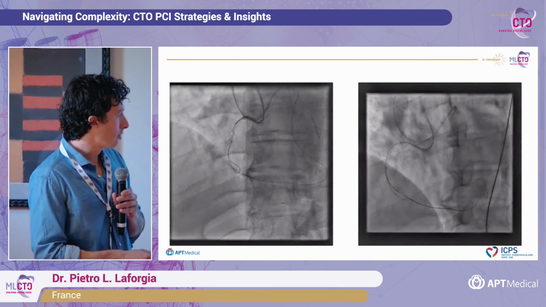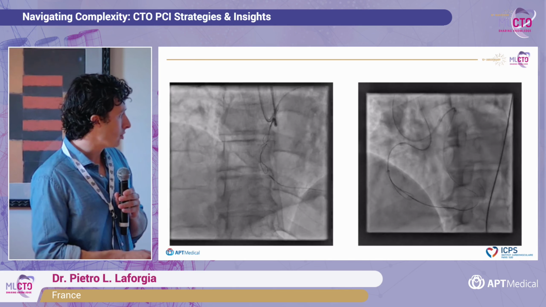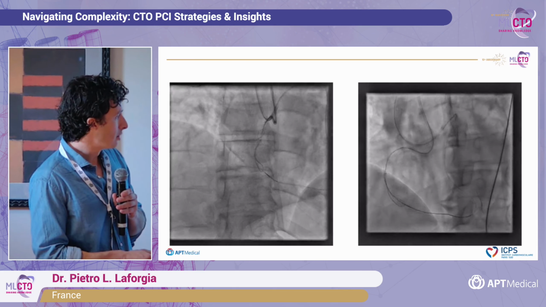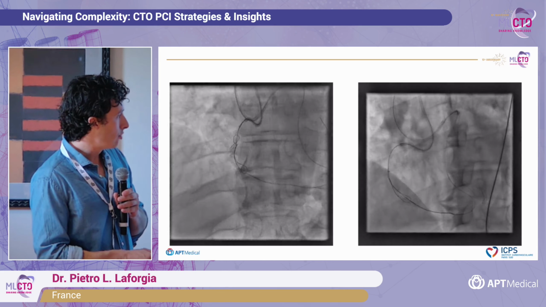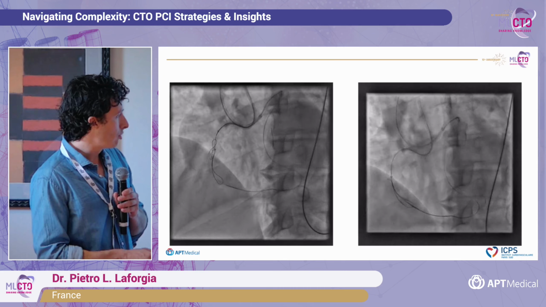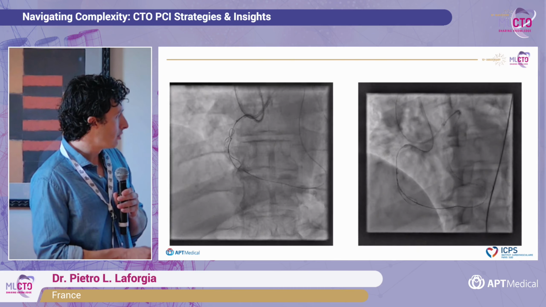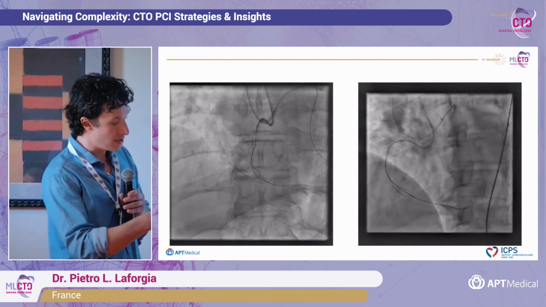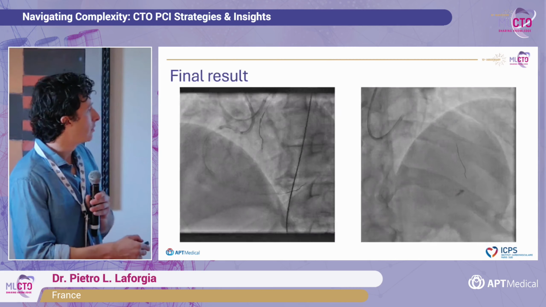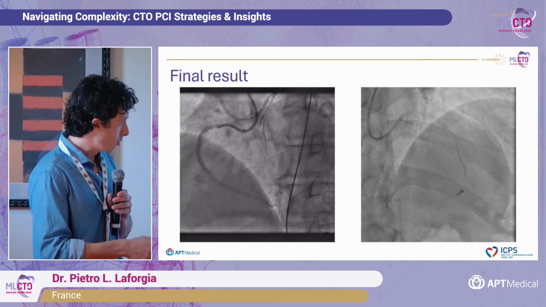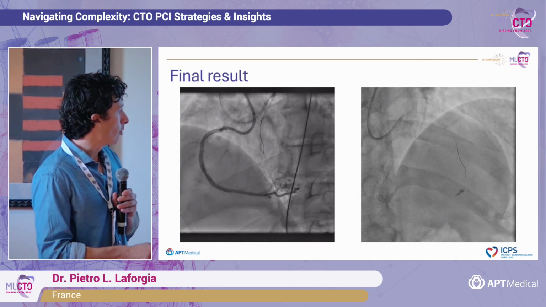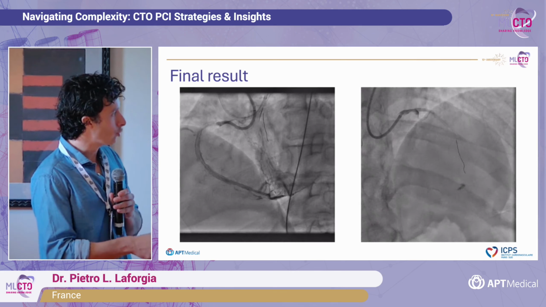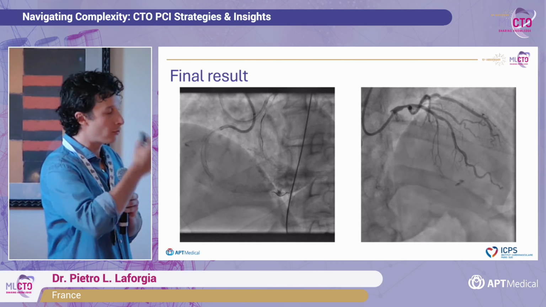Gaia Second punctured the subintimal space and was able to, you can see here, re-enter in the guide extension there. Then we did a tip-in. I didn't register this, but again, the result was good with no problems. It was a little bit of a stain in the septal, but that was probably due to some crossing of the wires.